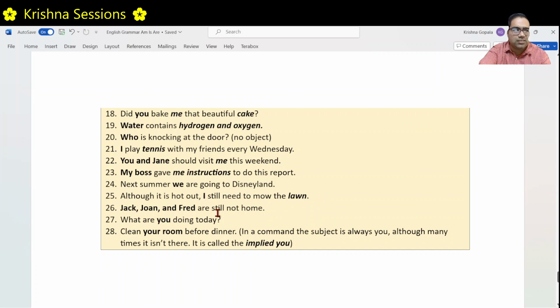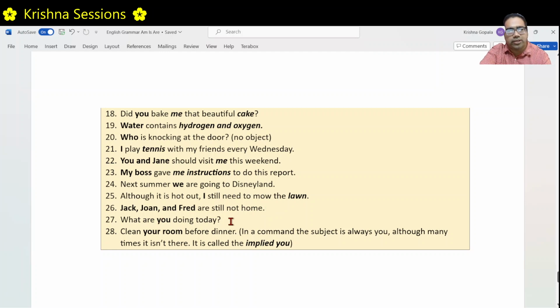Jack, John, and Fred are still not home. Are still not home. Are what? Are still not home. This is the state. They are still not home. This home is not taking the action of the verb are. This is the state. They are not home. This is the state that we are telling about them. Here there is no direct object.